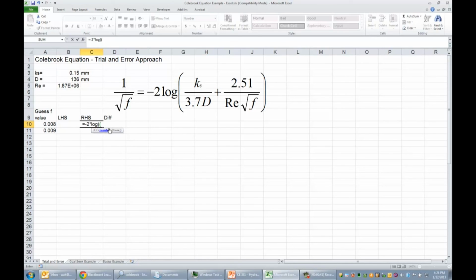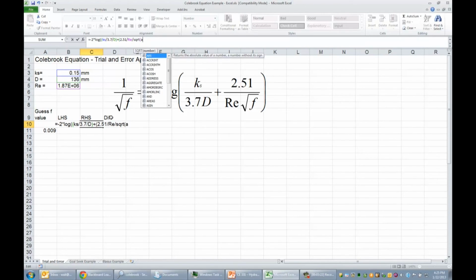That's a little trick if you don't want to put in lots of parentheses. You could write this equation K sub S divided by 3.7 times D parenthesis like that. Or you can do the double divide. Divided by 3.7 divided by D. That's numerically the same thing. It'll save you some keystrokes if you get used to it. Plus 2.51 divided by Reynolds number divided by the, now I'm going to have to put in, I think, an extra parentheses there, divided by square root of our guess value for f, which was A10.